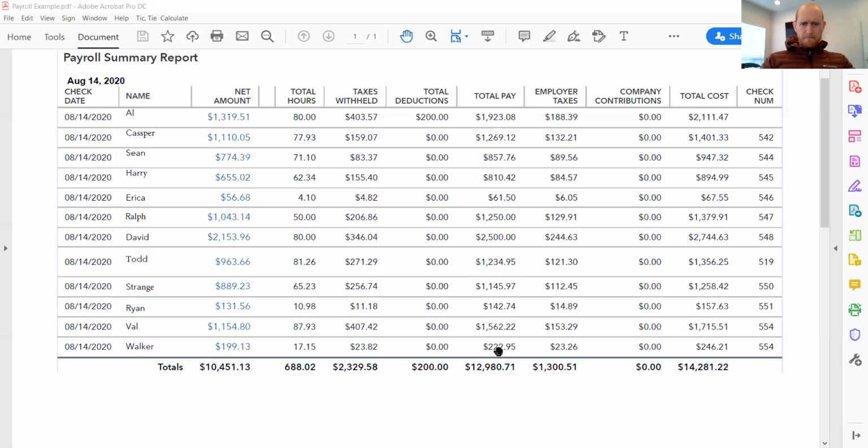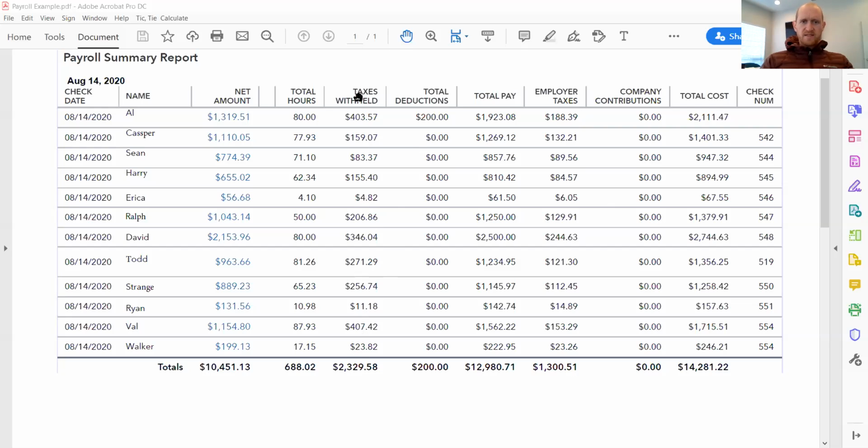The total pay is gross pay. Sometimes the payroll summary will say gross wages. Total pay is gross wages. Whether these are hourly or salary employees, that's for you to know. The important thing is that total pay is gross pay. Employer taxes is just the employer FICA taxes, Social Security, Medicare, and unemployment tax, maybe state transit tax, other taxes that are not being withheld from the paycheck on behalf of the employee.